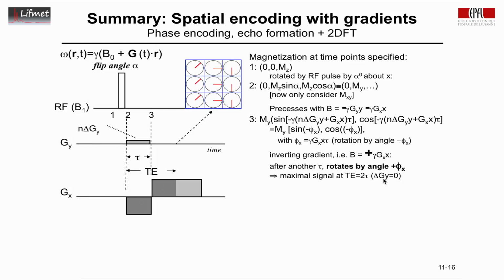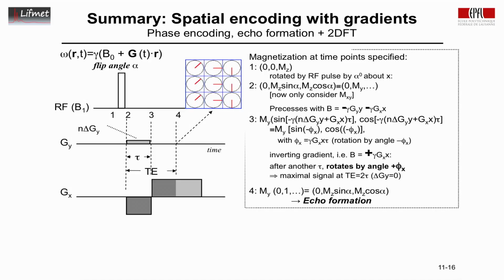I will assume here for this argument that delta Gy equals 0. And now we're looking at the fourth time point. For delta Gy equals 0, the magnetization is now given by Mz sine alpha for the y component and Mz cosine alpha for the z component, where we have echo formation. So we can work through these equations fully, mathematically, for the effect of the gradients.